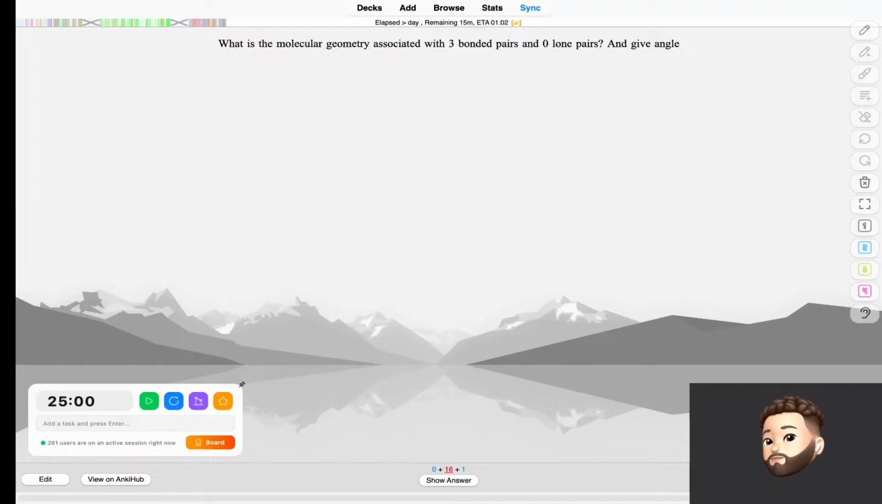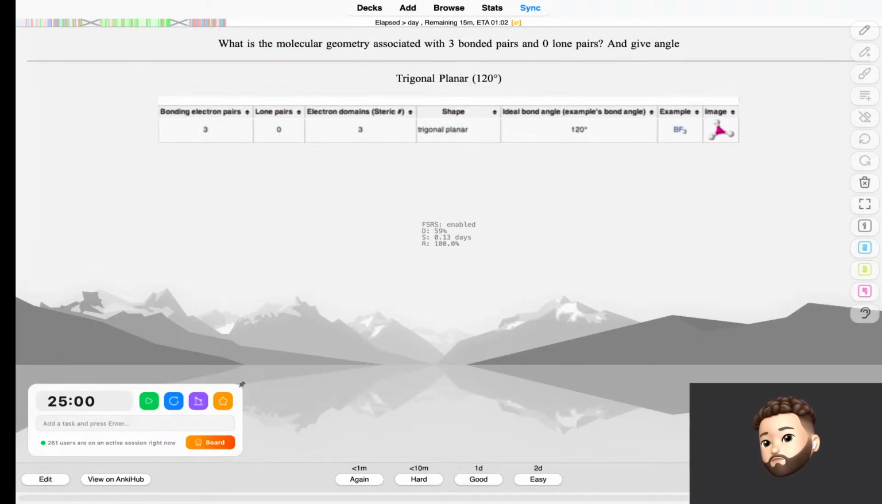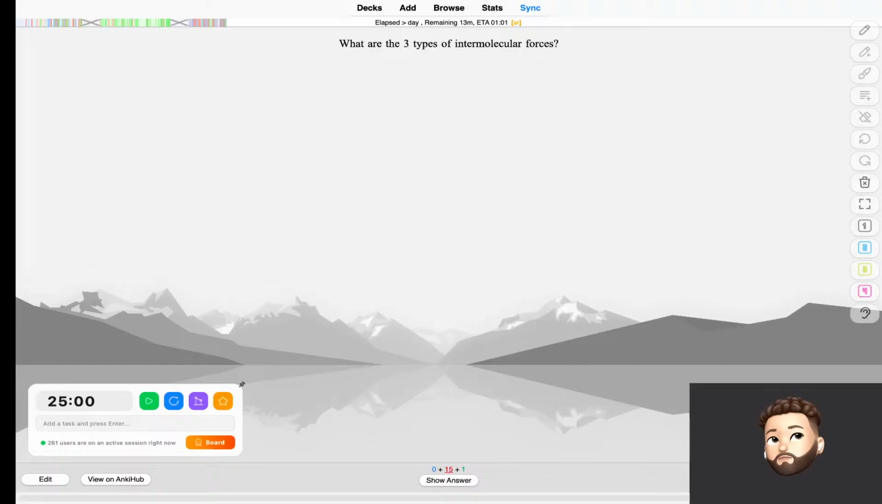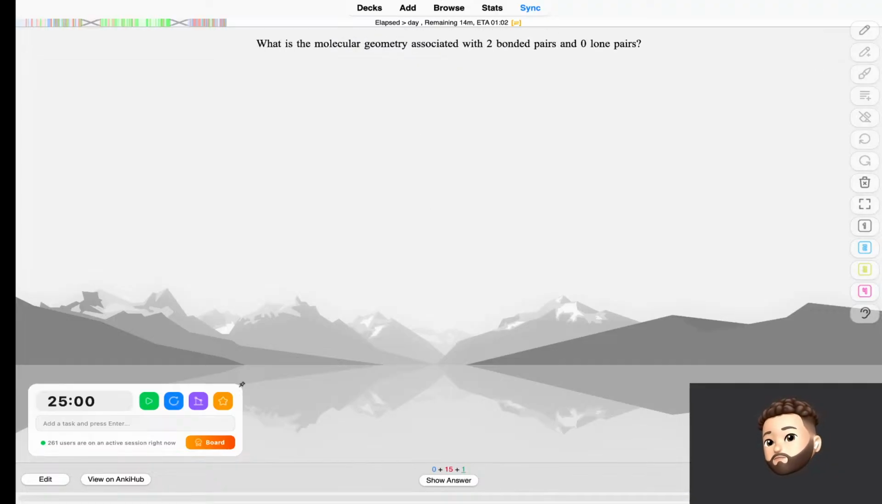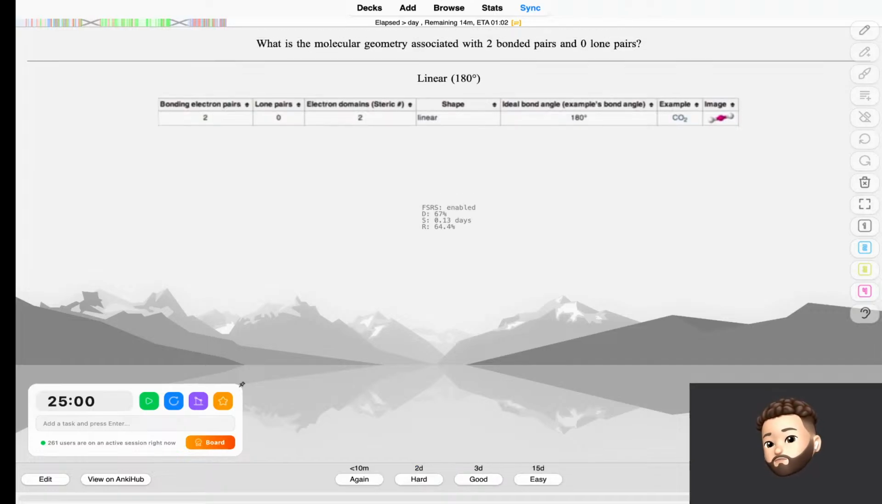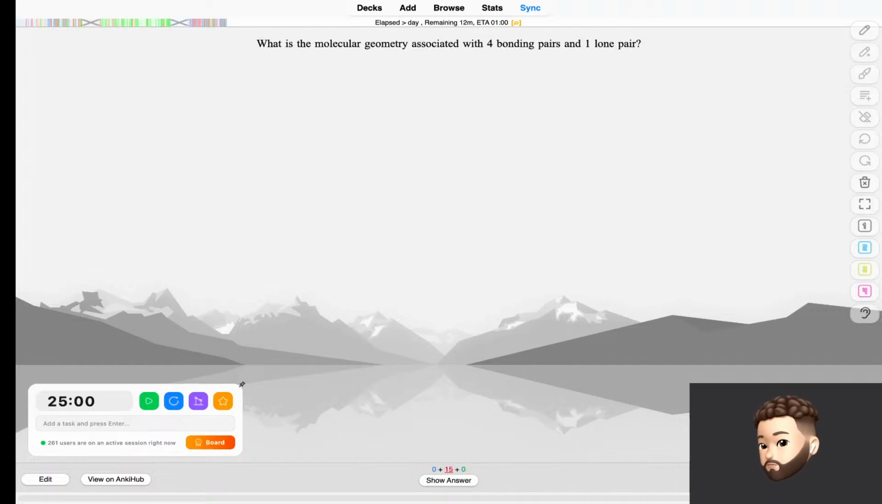What is the molecular geometry associated with three bonded pairs and zero lone pairs? Trigonal planar, 120. Three types of, okay, so London dispersion, dipole-dipole, and hydrogen bonds. Two bonded pairs, linear, 180. What is the molecular geometry associated with four bonding pairs and one lone pair?